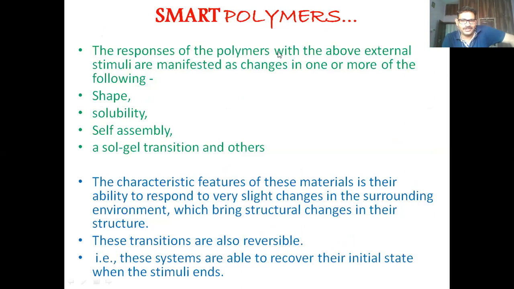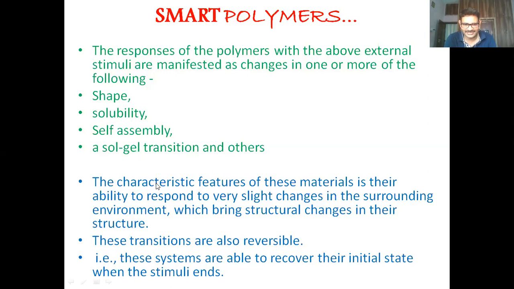The responses of the polymers to the above external stimuli are manifested as changes in one or more of the following. So what changes does it bring? The shape, solubility, color, self-assembly, or sol-gel transition. We cannot list them all. The properties are enormous, vast, so they can bring any changes in the properties. That's why we are mostly giving shape, color, solubility, self-assembly, sol-gel transition and others.